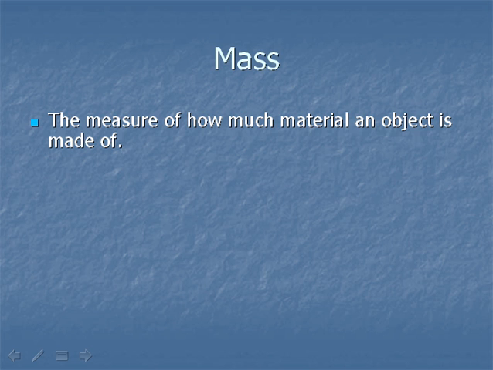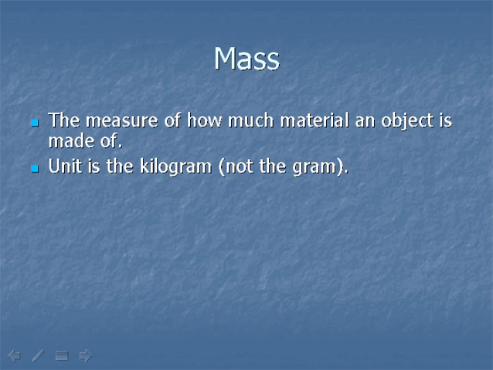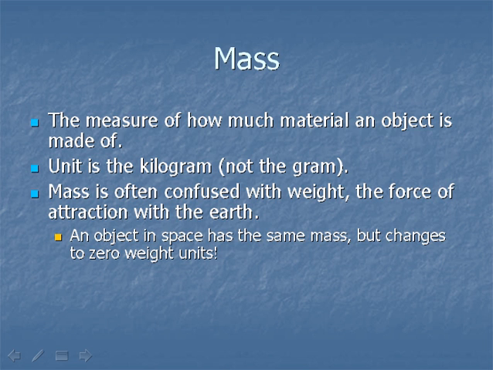Mass is a measure of how much material an object is made of, how much stuff it is. The unit is the kilogram. We're not going to use the gram. It's often confused with weight, which we know we measure in pounds. But weight is a force. It's an attraction to Earth.